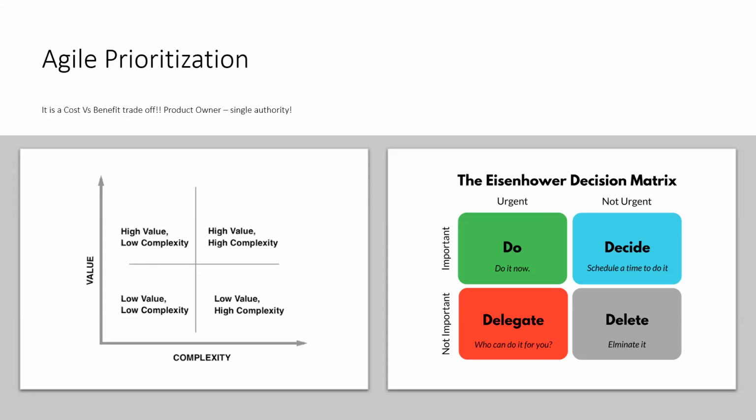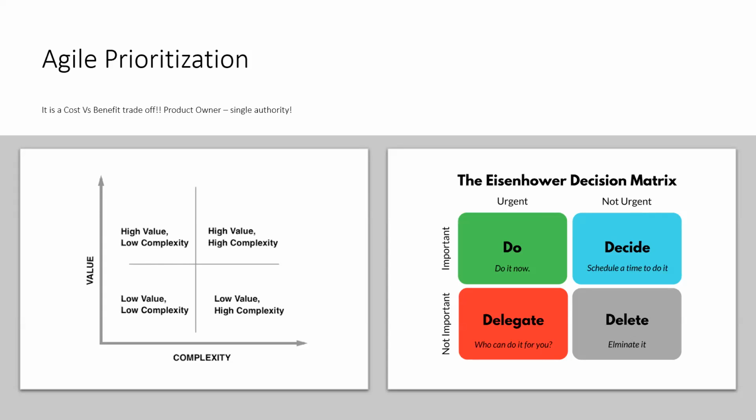Like on your left, again, as I was saying all the time, Agile prioritization is a big trade-off. It's a trade-off between the cost and the benefit, the value you get from that particular feature or business case. And only the product owner is a single authority. Only he can manage the product backlog. Only he's the owner. Only he can cancel a sprint too. So the product owner has a big role to play in any kind of agile development.